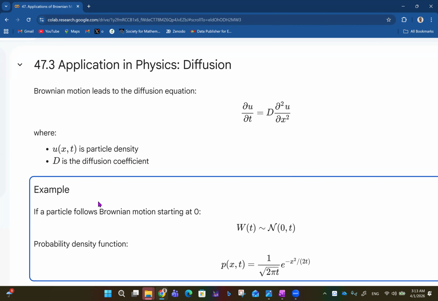An example of that is if a particle follows Brownian motion starting at 0, W of t is normally distributed with mean 0 and variance t. And then we have the probability density function. We have p of x comma t to be 1 over square root of 2 pi t e raised to minus x squared over 2t. So that's the application in physics when we talk about diffusion.